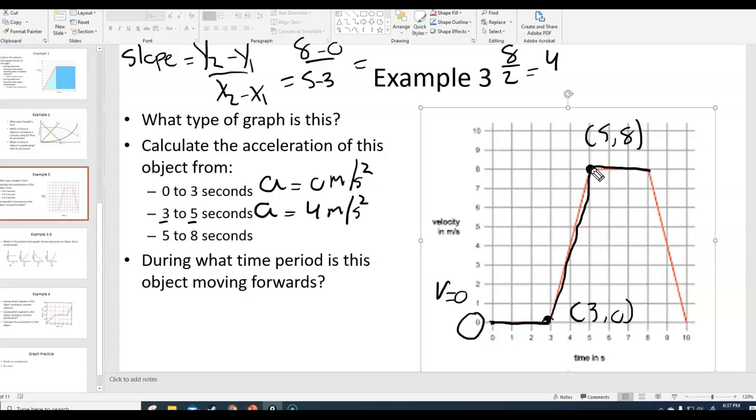Now, what happens after 5 seconds? Well, you can see that the graph goes horizontal again, meaning that you have constant velocity. So right in here, during this last segment, from 5 to 8 seconds, the object has a constant velocity. So by definition, that means the acceleration is 0 meters per second squared.